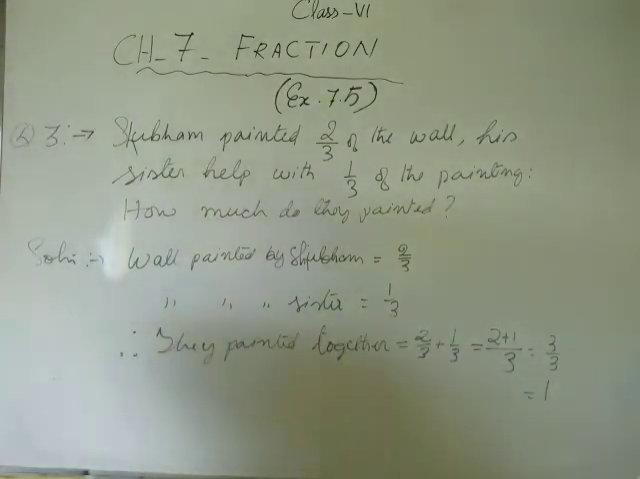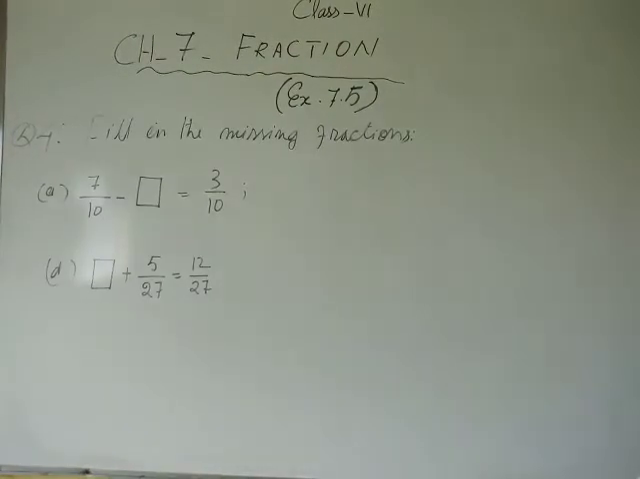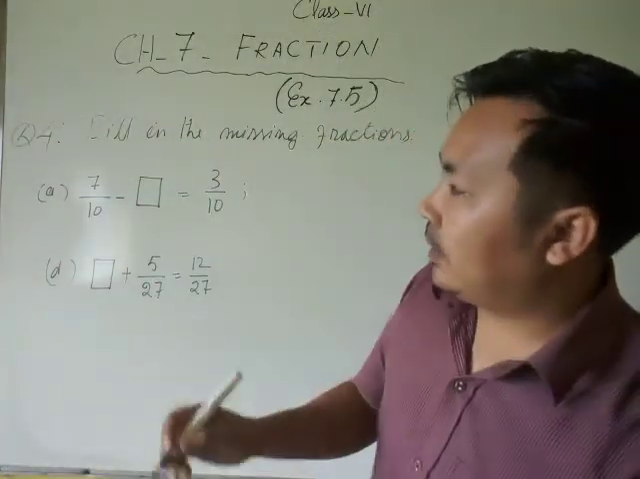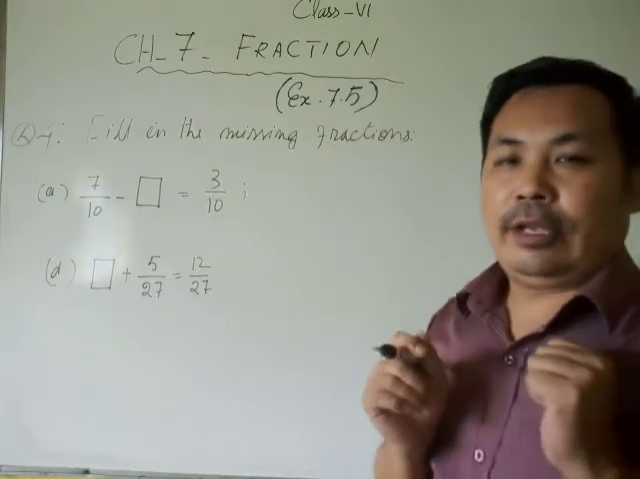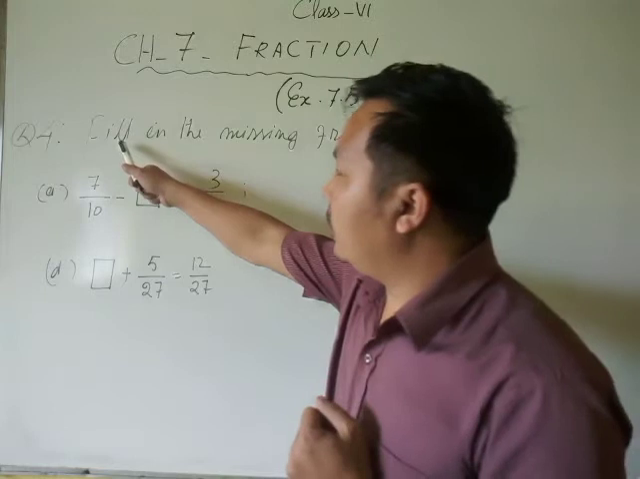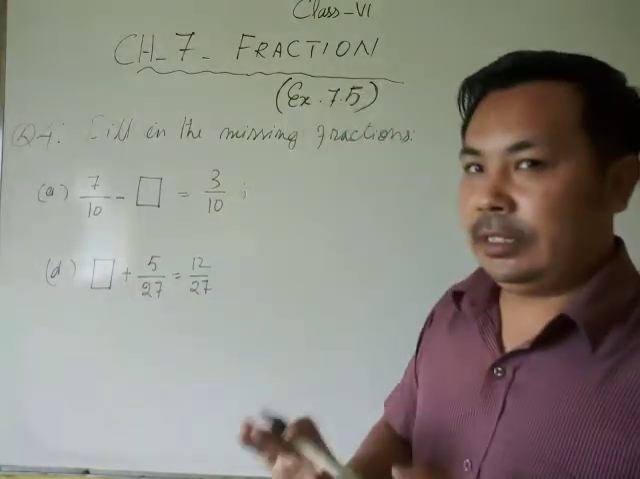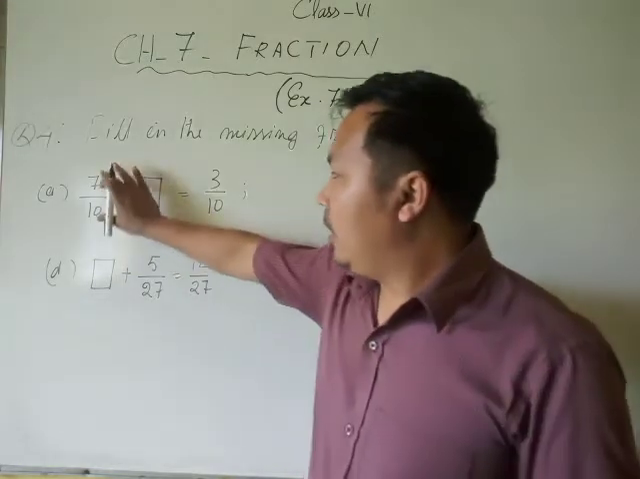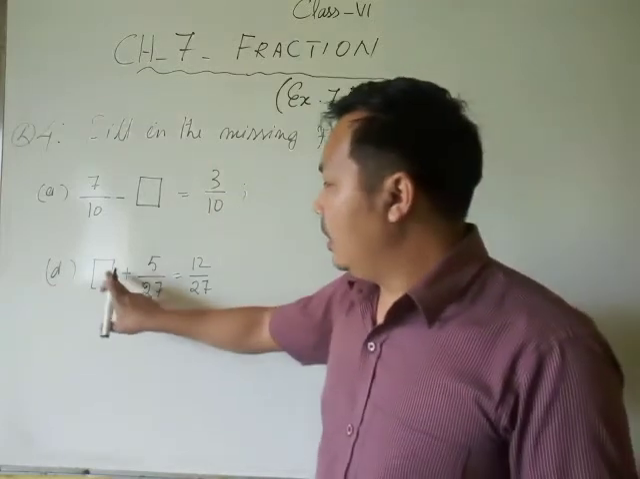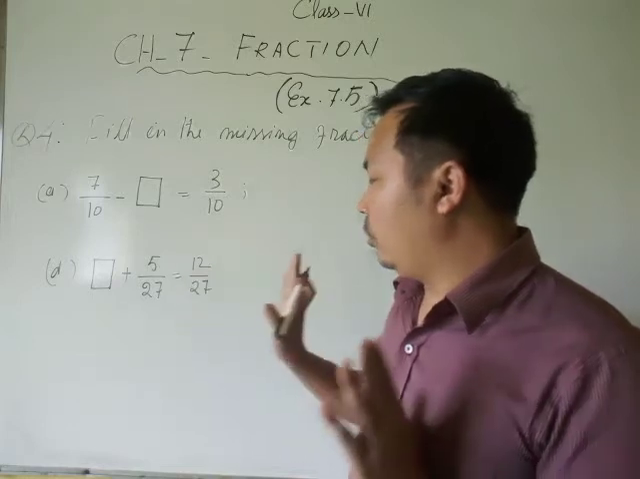Now let's go to the next question. Hello students, next we have question number 4. In question number 4, there are 4 questions again; 2 I'm showing you and 2 you try yourself. Clear? Now the question is filling in the missing fractions. In the boxes we are going to fill up the missing fractions. You see here: 7 by 10 minus something gives 3 by 10. And here, something plus 5 by 27 gives 12 by 27.